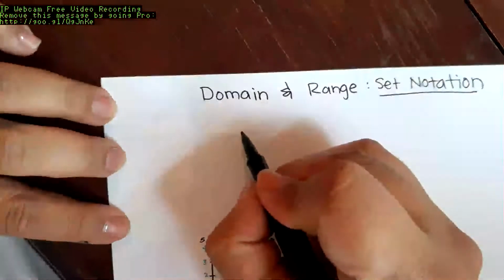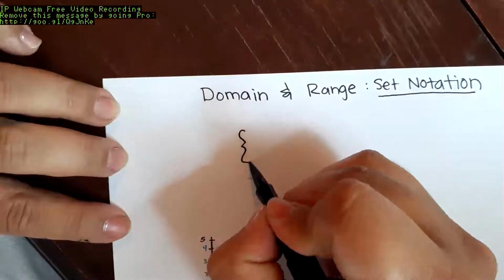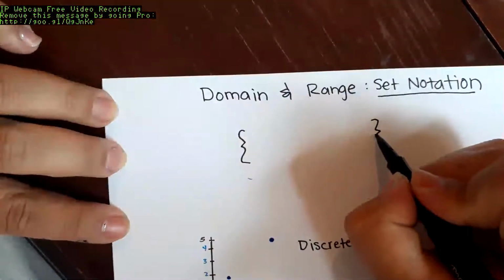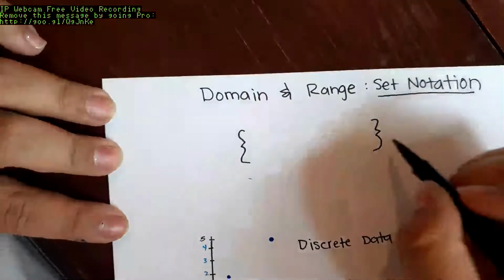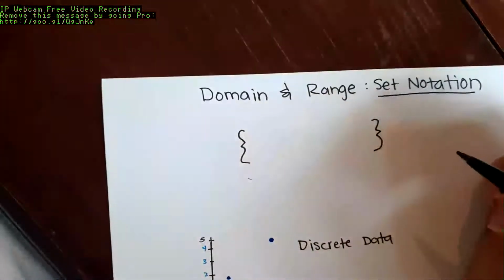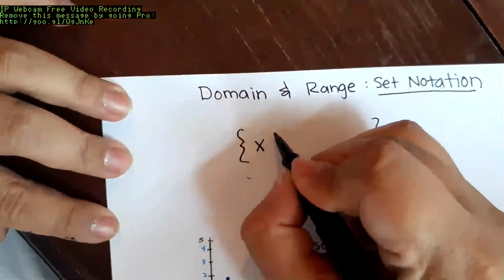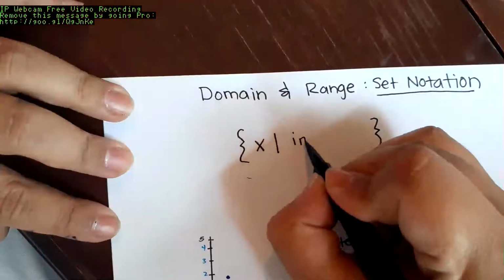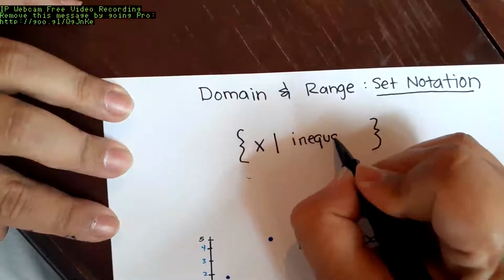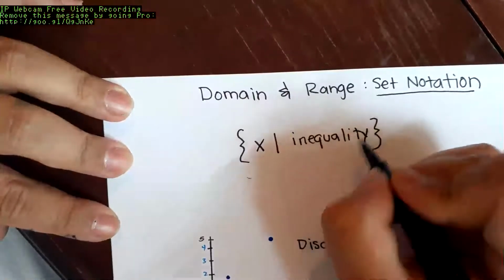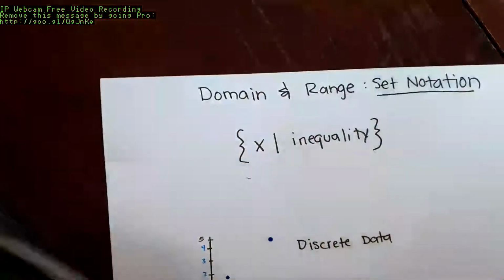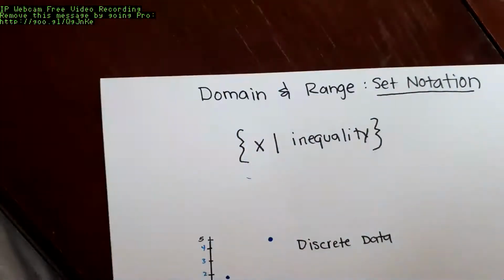Now with set notation, it's going to have these curly braces at the beginning and at the end. Once you see those curly braces, you're going to know right away it's set notation. So it pretty much looks like this. You're going to have your x, this line, and some kind of inequality following that line. So let's go ahead and break it down and see what this means.